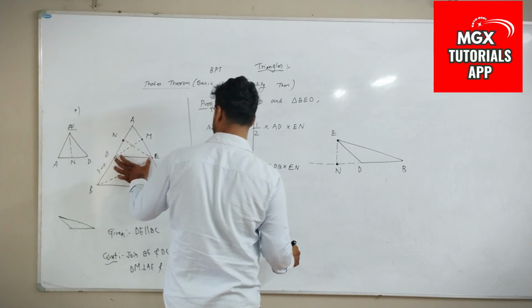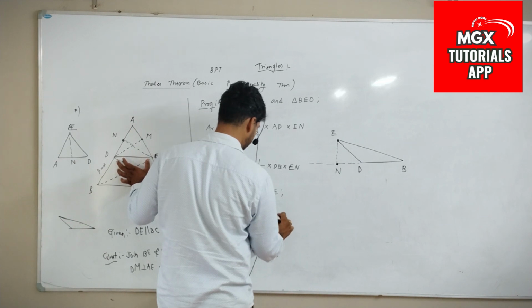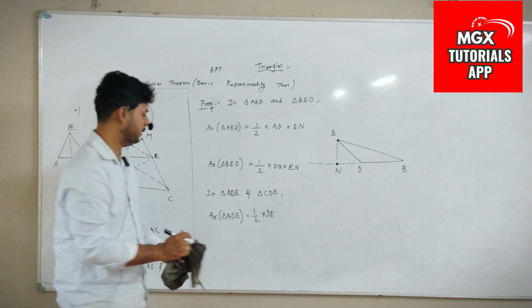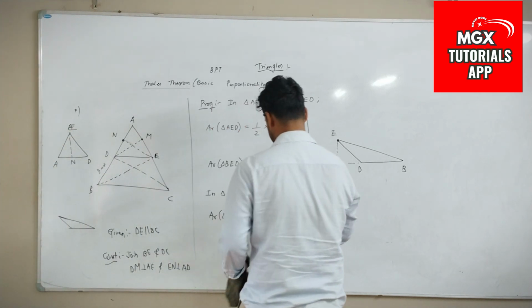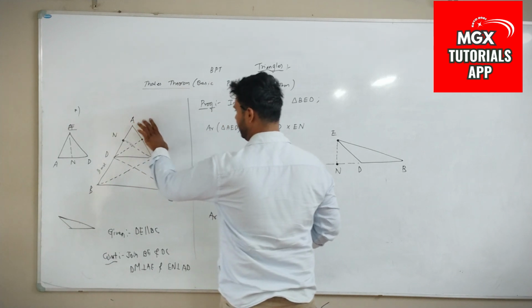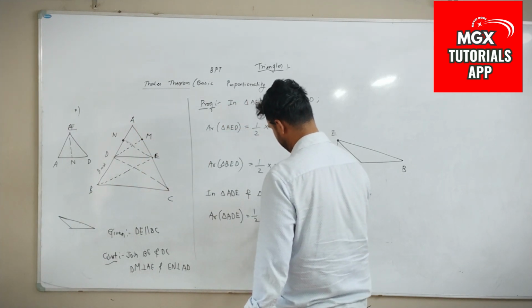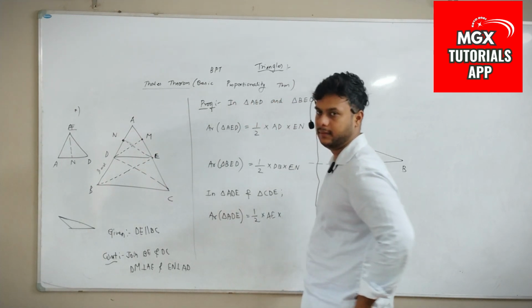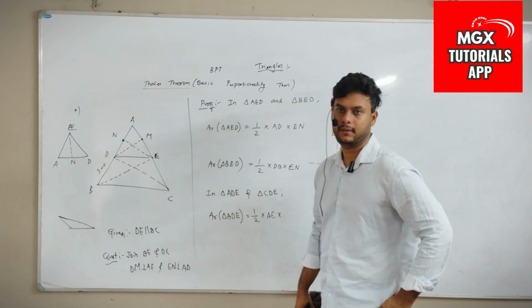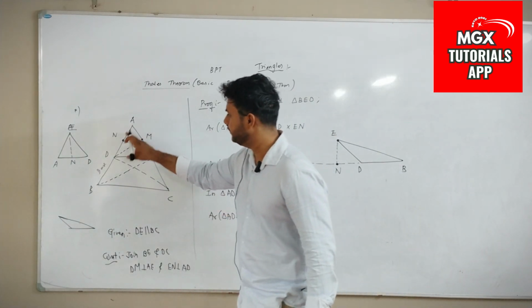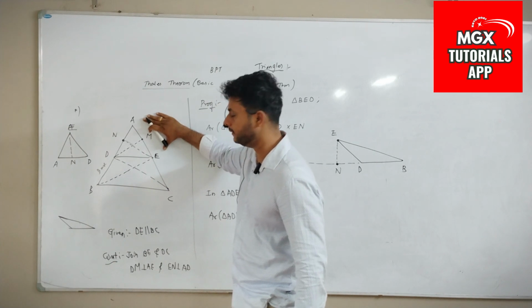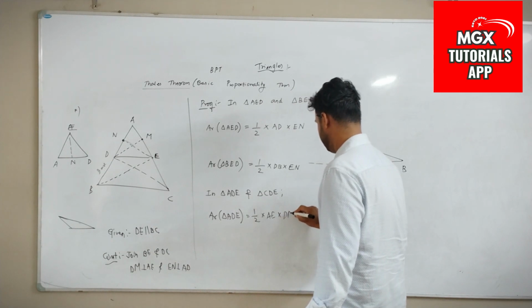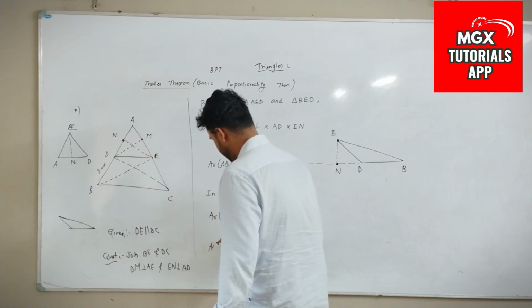Base is what? A to E. If I take D again, I will get different. That's it. Half into AE into, you guys should tell me, if this is the base, what is its height? This is a triangle. This is the base. What's the height? DM, very good. Into DM.